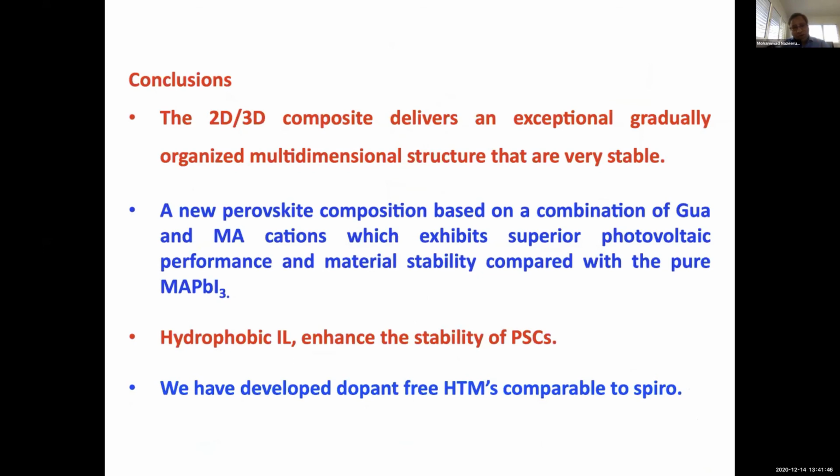So what I have shown today, to motivate students, is to create a two-dimensional and three-dimensional composite that delivers exceptionally gradually organized multi-dimensional structures that are very stable, as we have demonstrated. A new perovskite composition based on guanidinium. Now people may ask, what is the purpose of guanidinium? If you look at the guanidinium structure, we have three NH2s, so it enhances the hydrogen bonding. So creating this guanidinium and methylammonium composition enhances stability and performance.